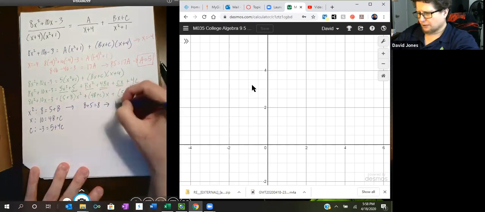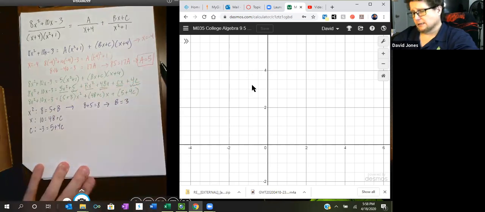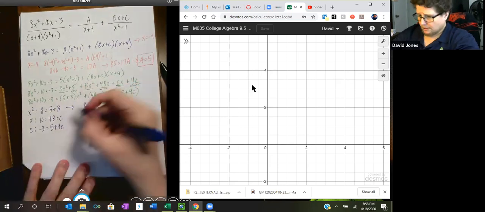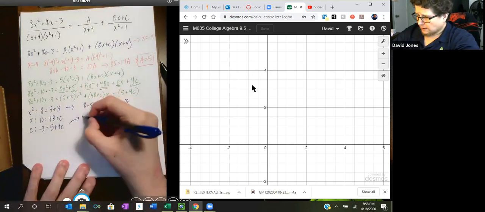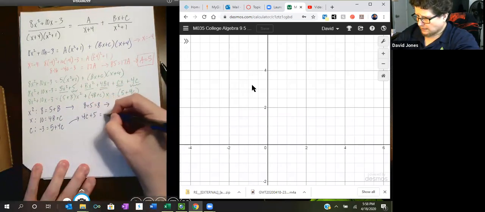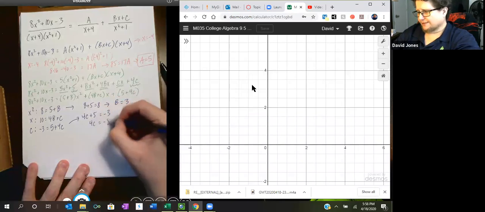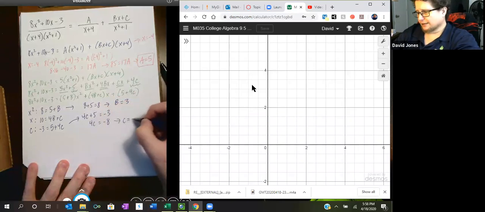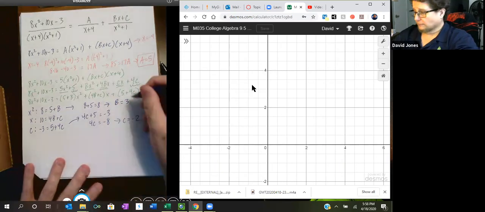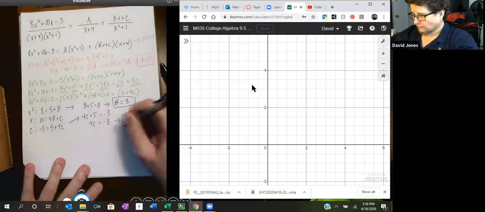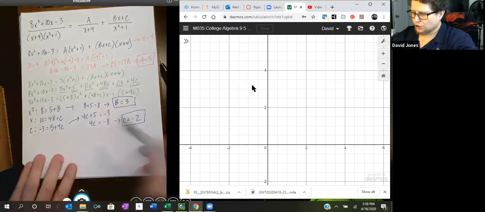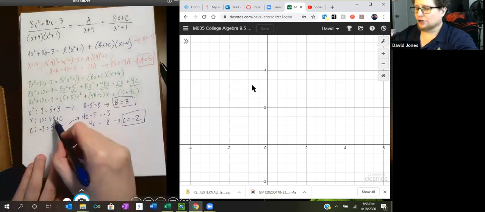This tells me b equals 3. Subtract 5 and we get 4c equals negative 8. This tells me c equals negative 2. Which you could have gotten by plugging b in here and solving as well.